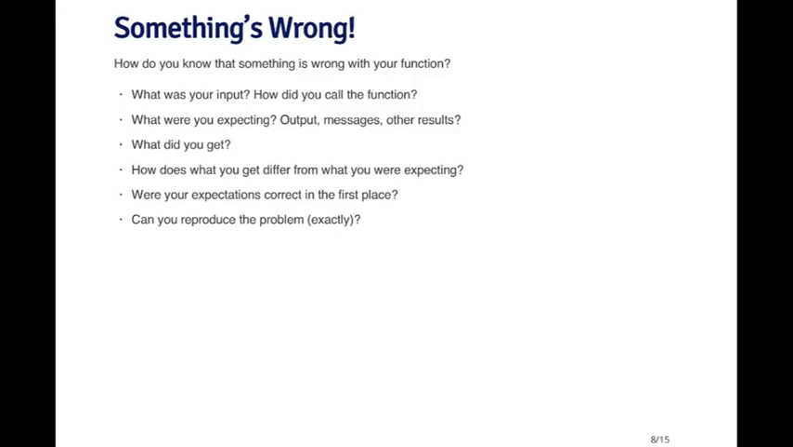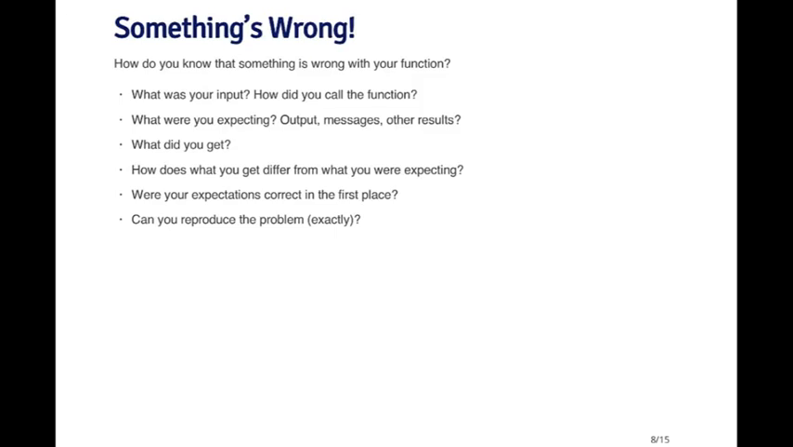What was the output that you were expecting? Were you expecting some message that you didn't get, or other numerical results, things like that? So what were you expecting? And then, of course, what did you actually get? How did what you actually got differ from what you were expecting? And then, of course, were your expectations correct in the first place? If you were expecting something that was in fact incorrect, then your notion of what is correct and incorrect is now being challenged, right?